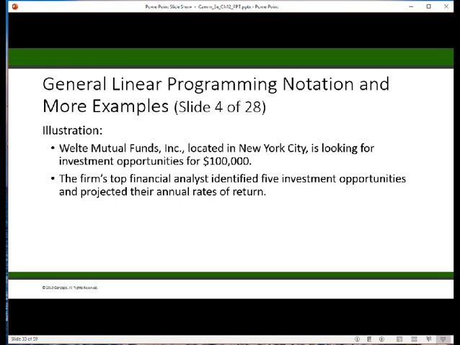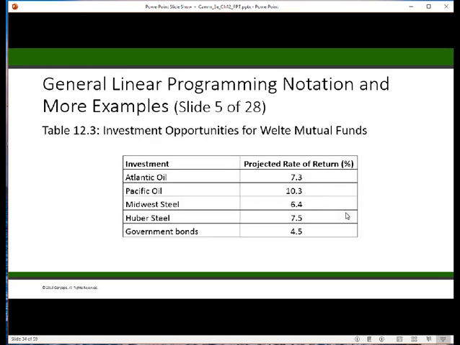So they get $100,000 and they want to invest it subject to those constraints. Here are the projected rates of return. And what we want to do is to maximize our rate of return on our portfolio given the particular constraints that we have.